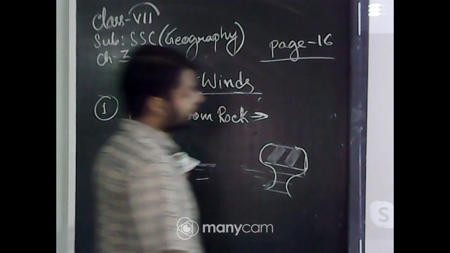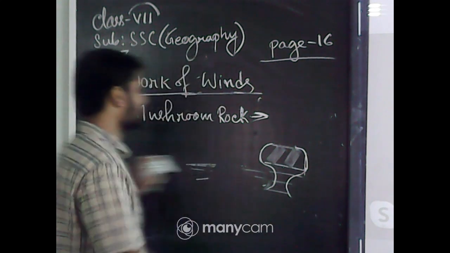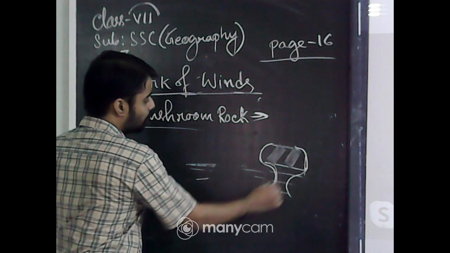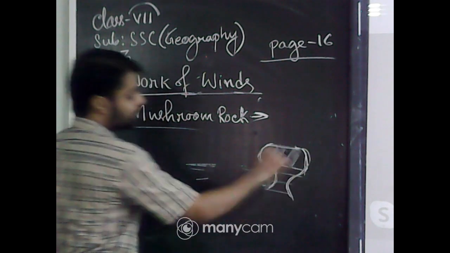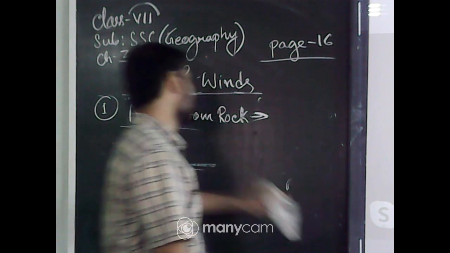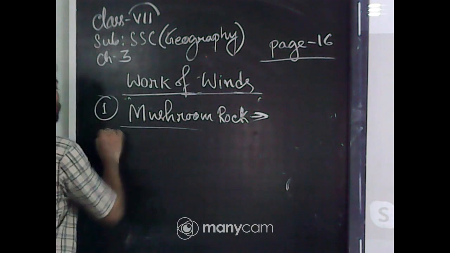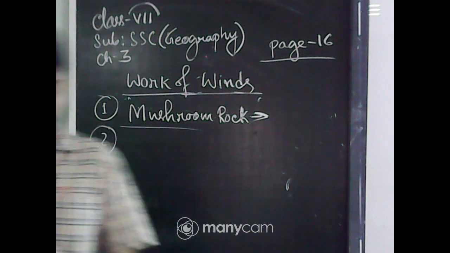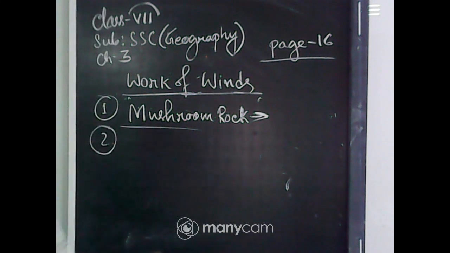So I think you have understood what is mushroom rock. This is the picture of mushroom rock. This type of mushroom rock you can see in the desert regions in the USA as well as in the Thar desert in India. Number 2 landform, it is the sand dunes.